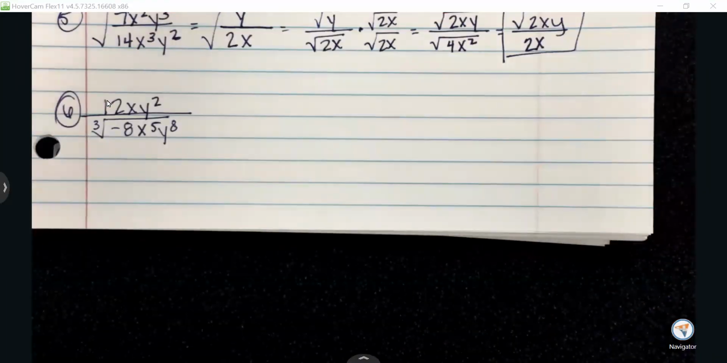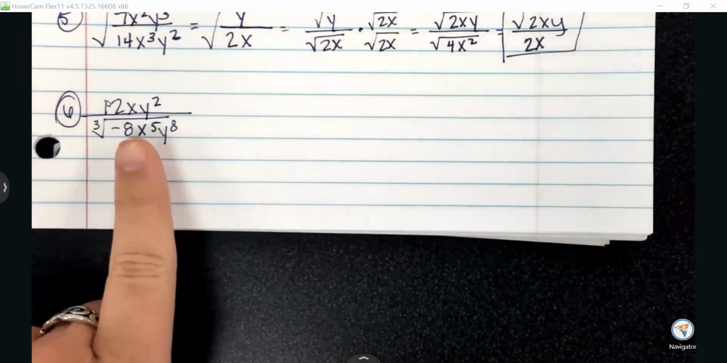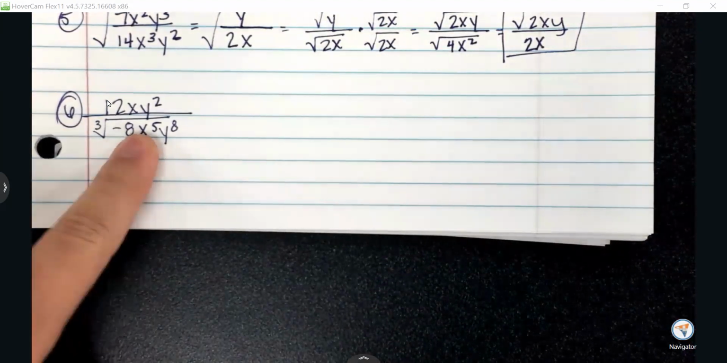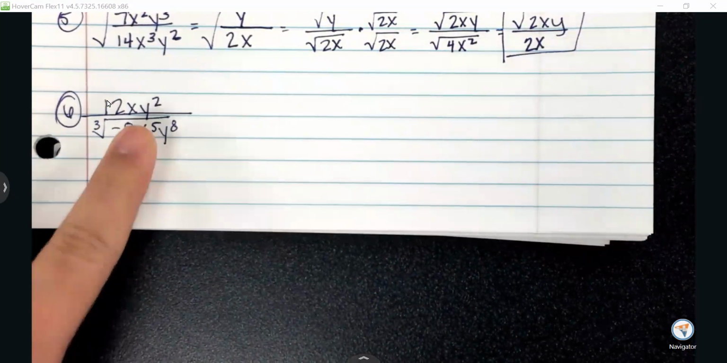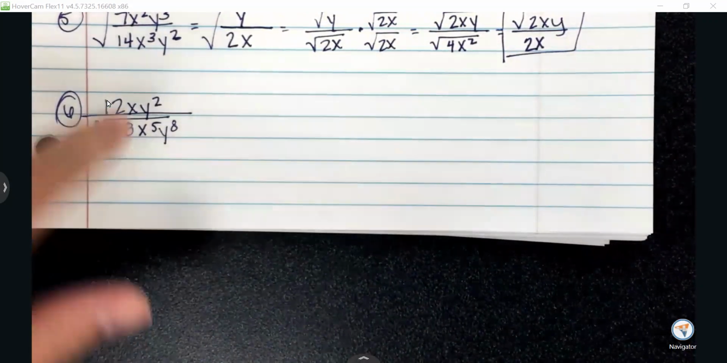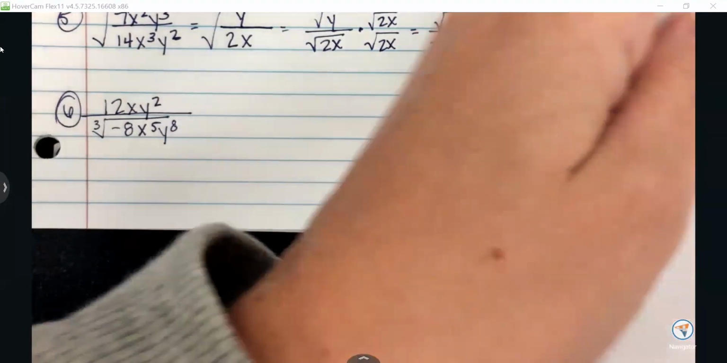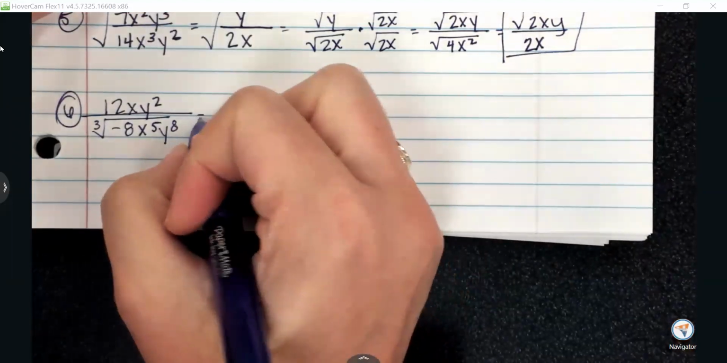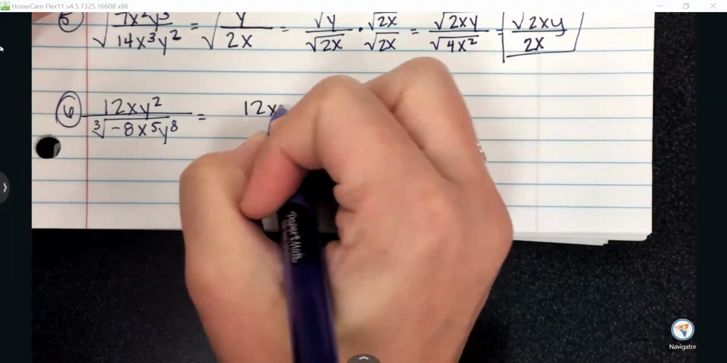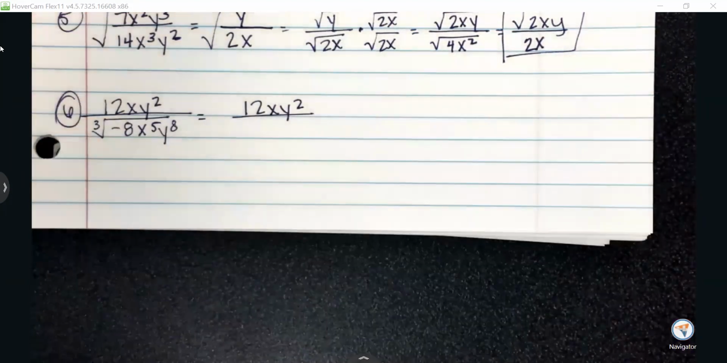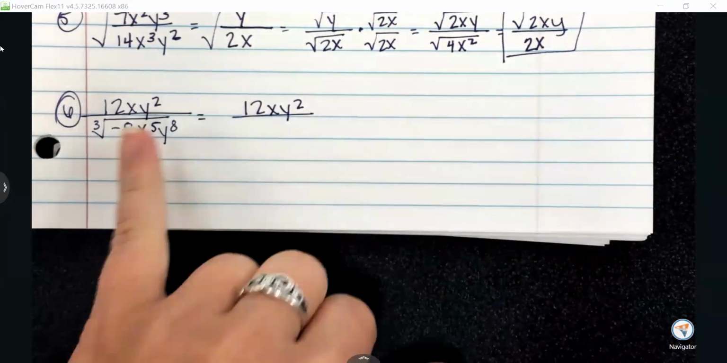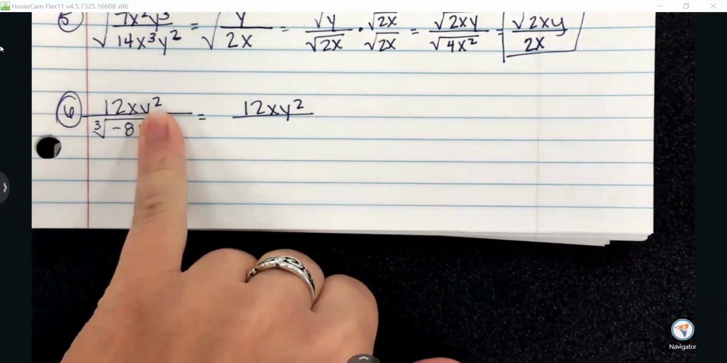We've done 3s before. What do you know about the cube root of 8? It's a perfect cube, right? So I don't necessarily have to rationalize that part. So let's go simplify what I do know. So I know that 12xy squared stays on top. Okay. What is the cube root? Let's just look at -8. What's the cube root of -8?